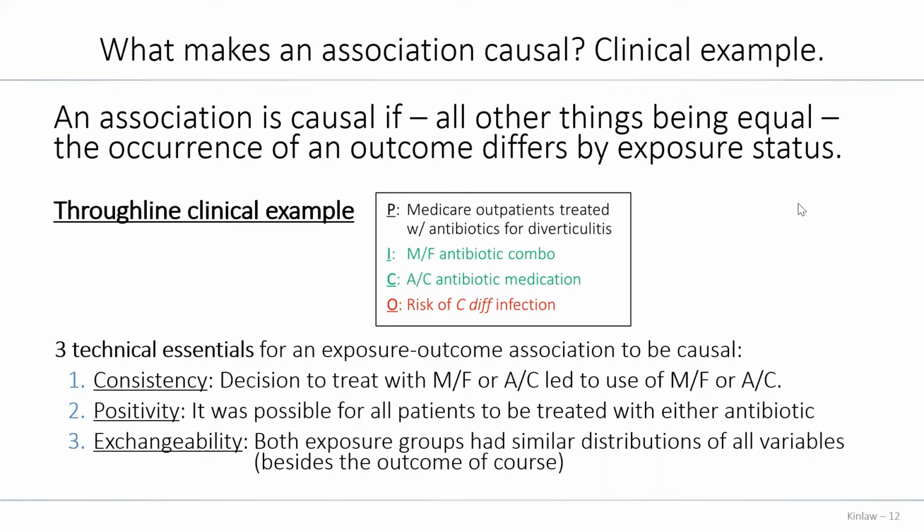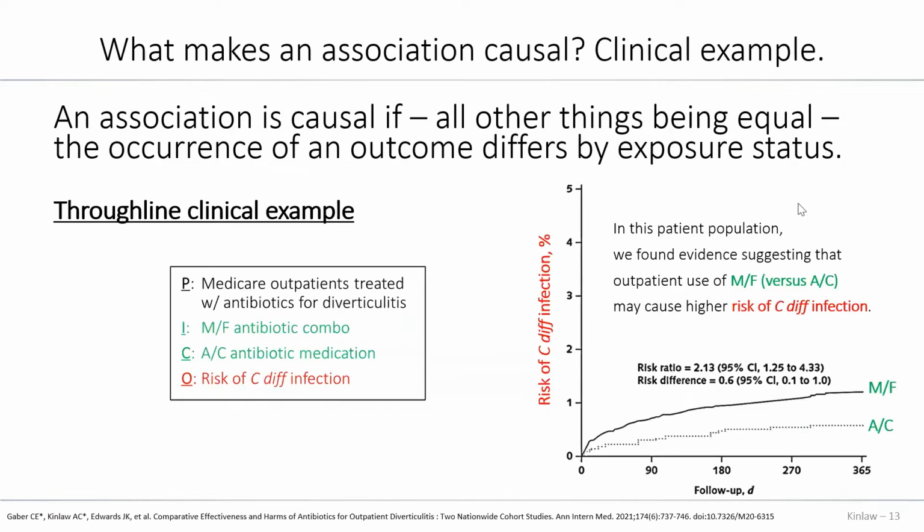Positivity means that all of these diverticulitis patients could reasonably be treated with either ciproflagyl or amoxiclav. And exchangeability means that both antibiotic groups had similar degrees of all the other characteristics, like severity of diverticulitis, healthcare use, age, that might inform the prescription decision and might be associated with underlying risk of C. diff. In our published study that I talked about earlier, we found evidence suggesting that outpatient use of ciproflagyl compared to amoxiclav may cause higher risk of C. diff infection in Medicare beneficiaries with diverticulitis.